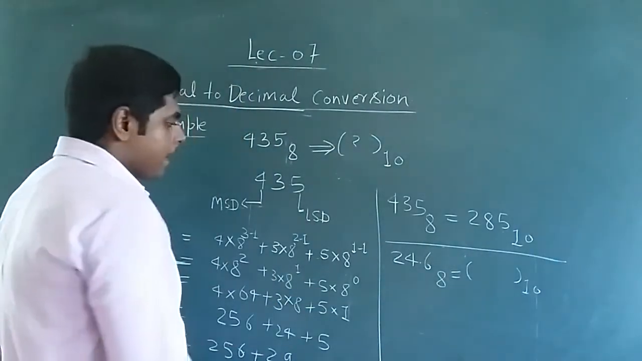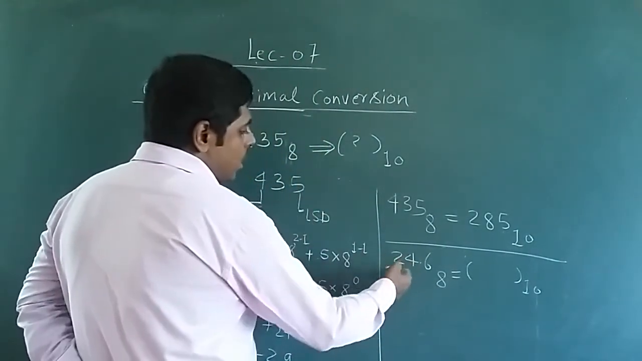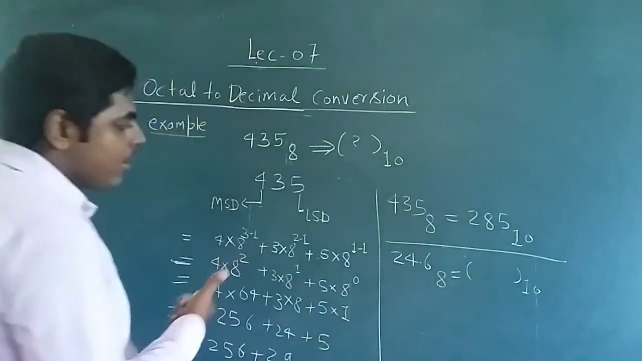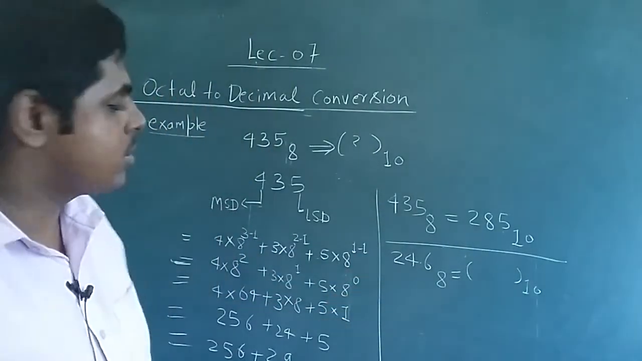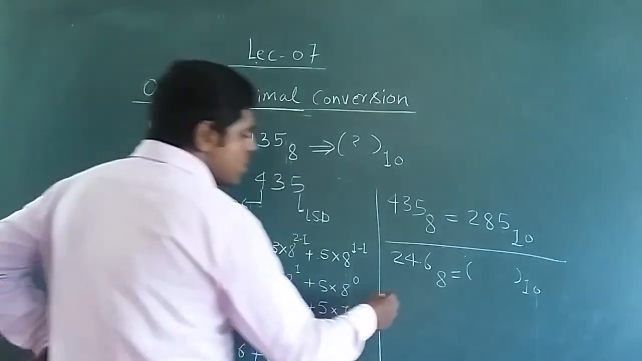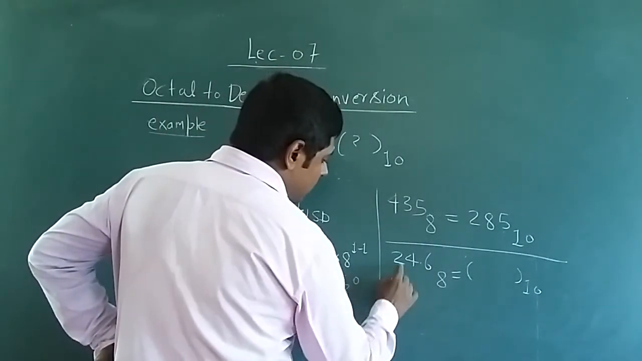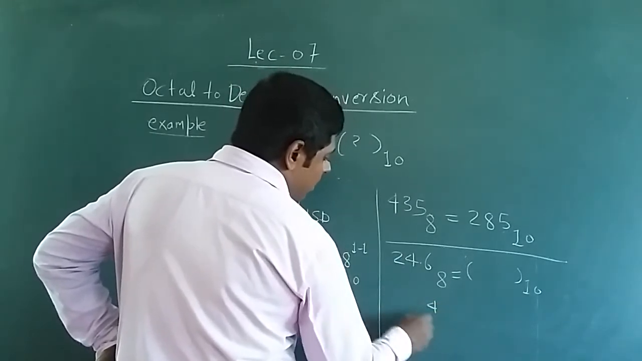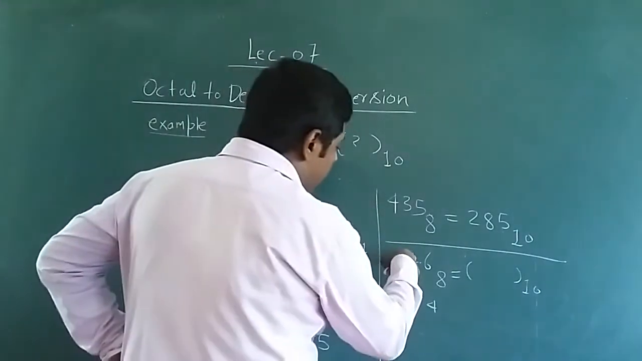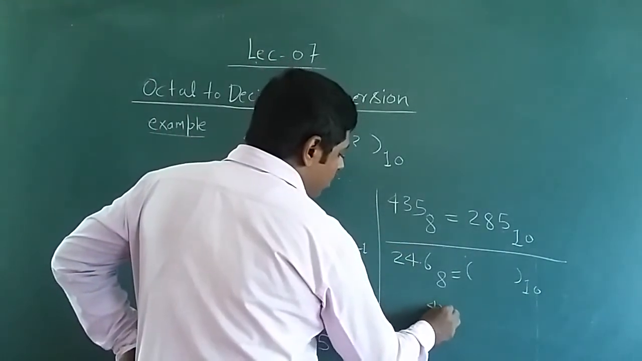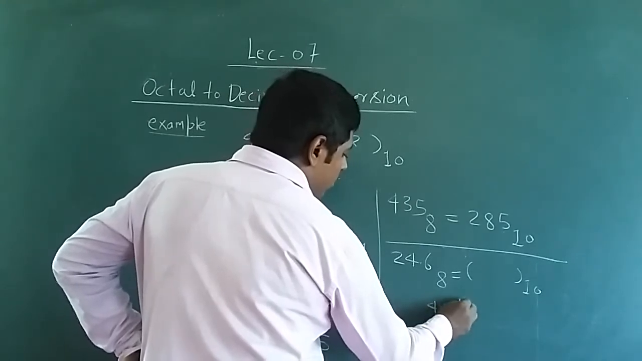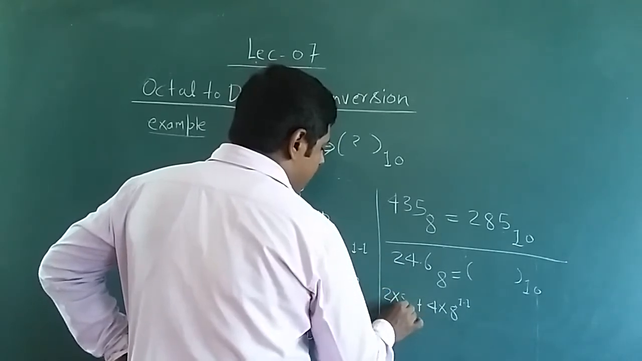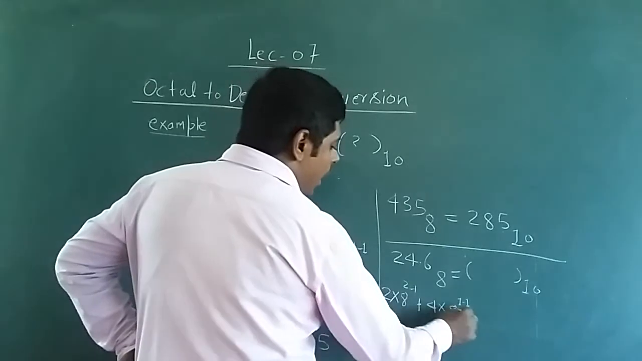See the steps. Again, first we will give the priority to the digits we have here before the point, that is your whole number. So as you know, this is your 24, and first I will multiply 4 by 8 power 1 minus 1, and 2 into 8 power 2 minus 1, and plus.